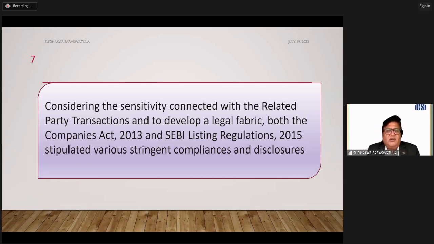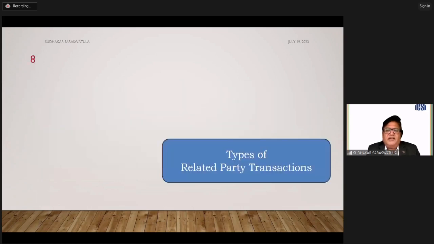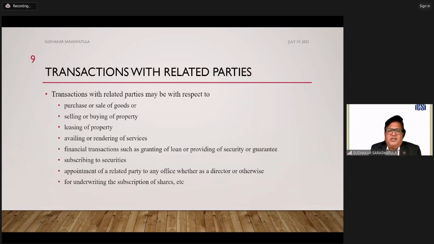So now more or less all the amendments to the SEBI listing regulations are in force by now. Let us see what the types of related party transactions are. The transactions with a related party may be with respect to purchase or sale of goods, selling or buying a property, leasing a property, availing or rendering of services.